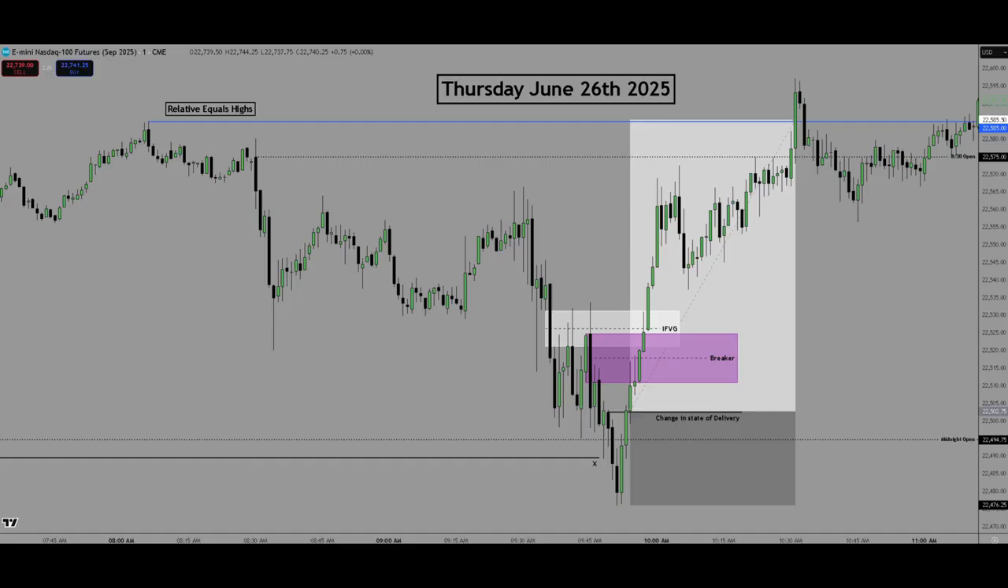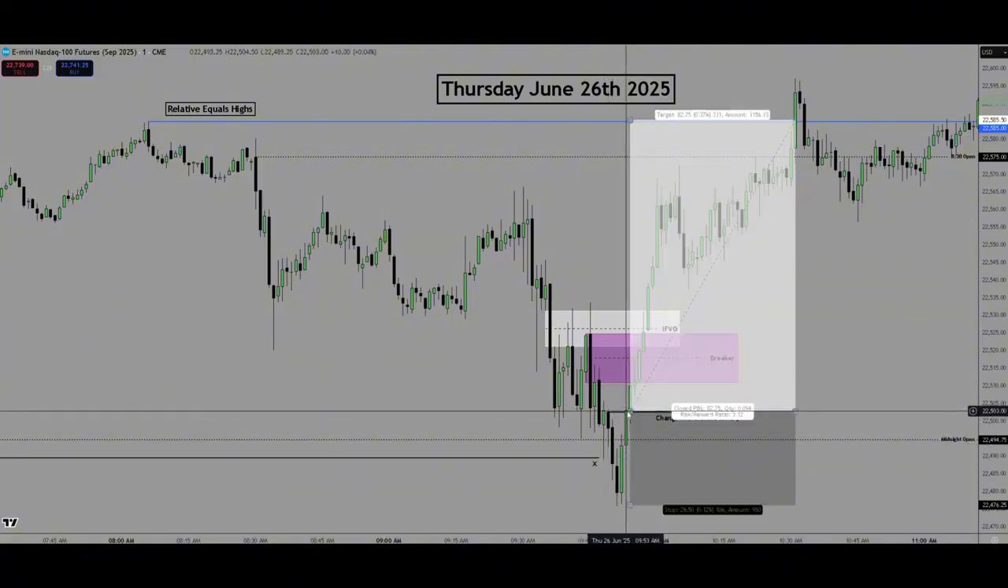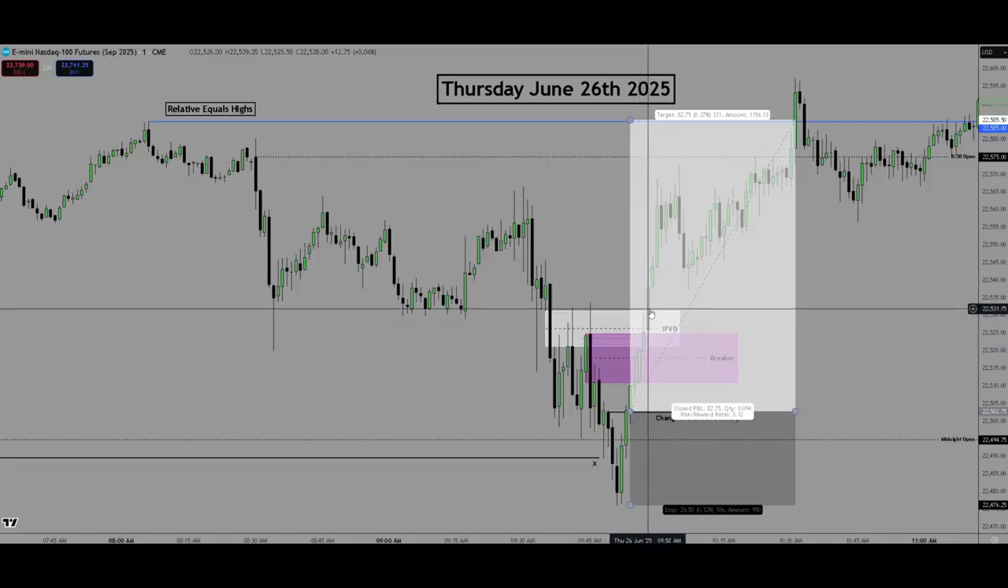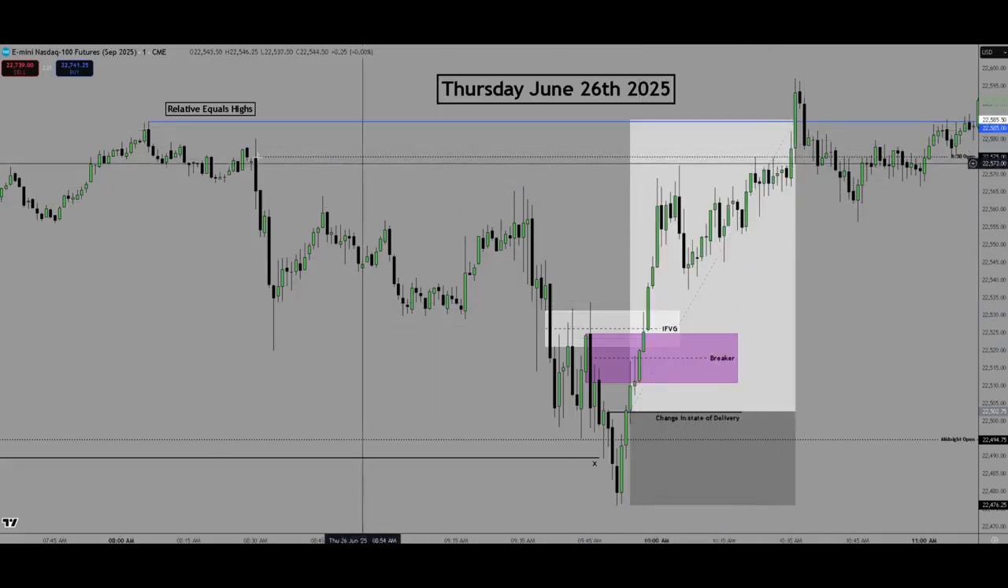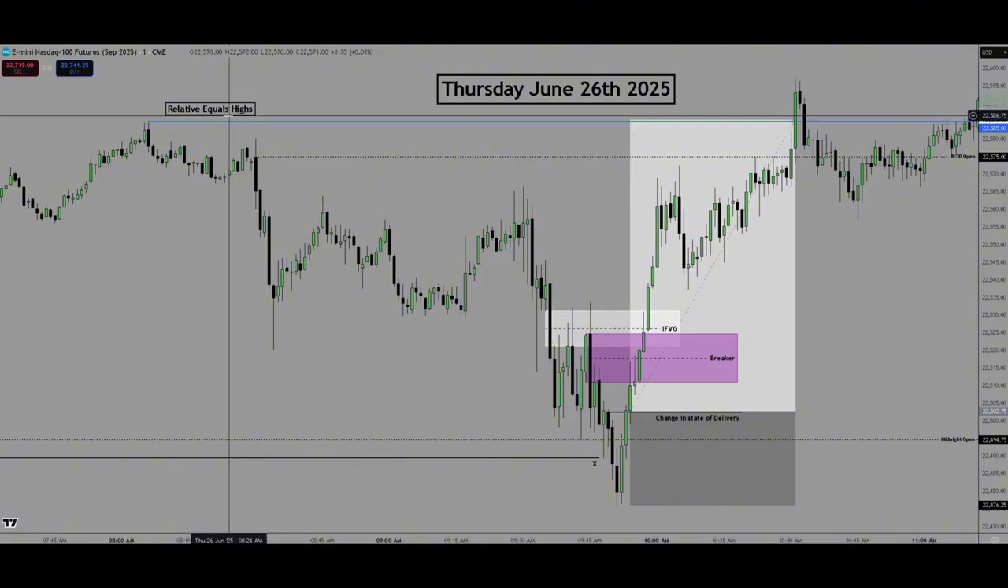This example is from this last Thursday. Waited for the 9:30 open to manipulate lower to take out sell-side liquidity, then start to displace higher. In this case, there weren't any retracements to get into the trade, so you would have to use candle closes above the change in the state of delivery. This comes with experience, knowing when to enter, but if the manipulation is there and you have a draw on liquidity above, it is high probability to trade towards your target.